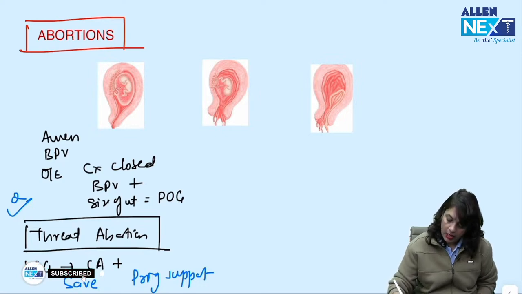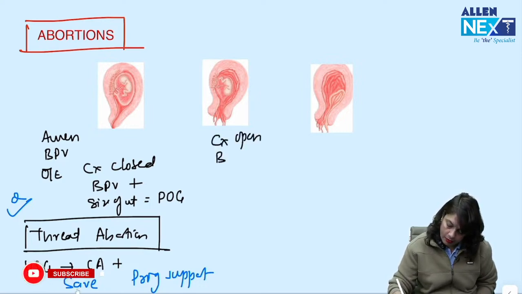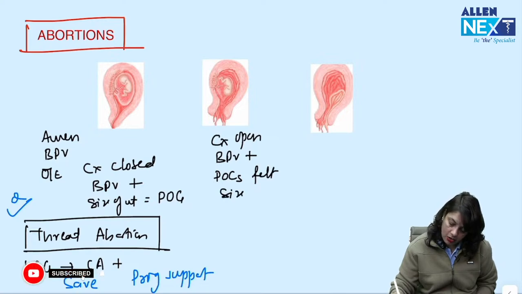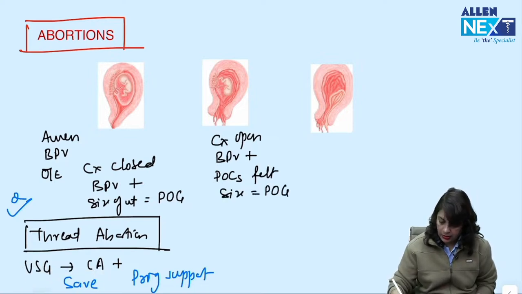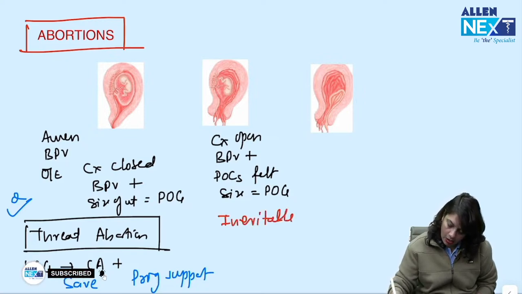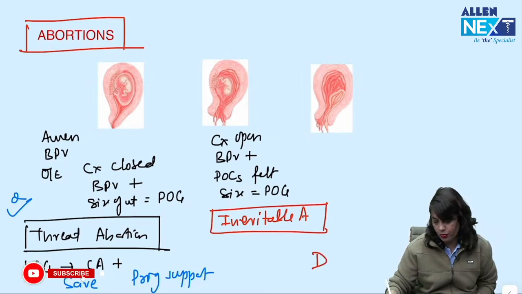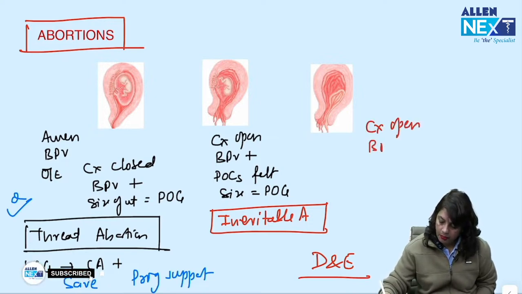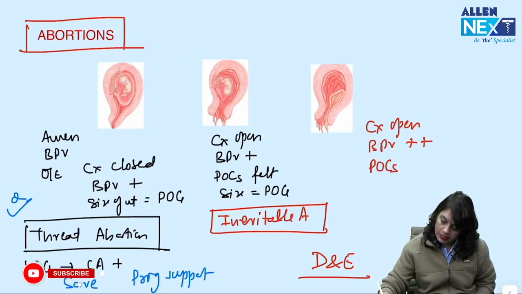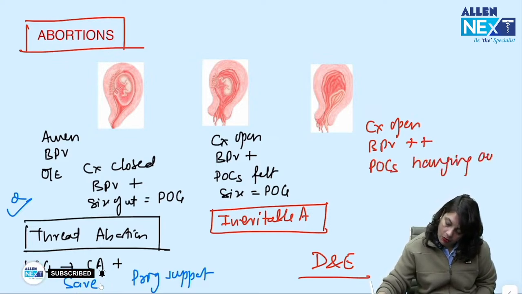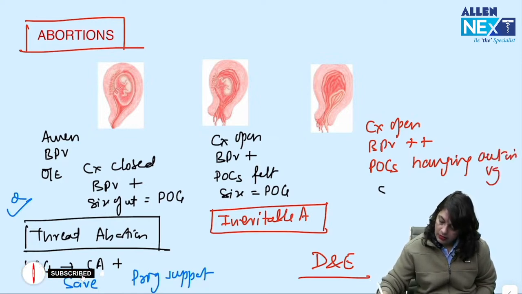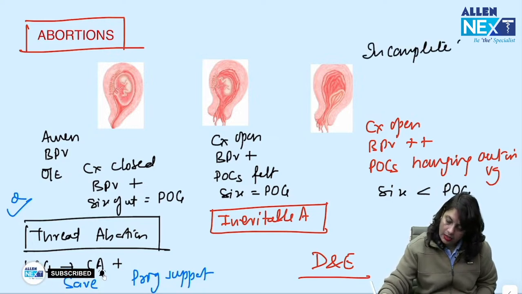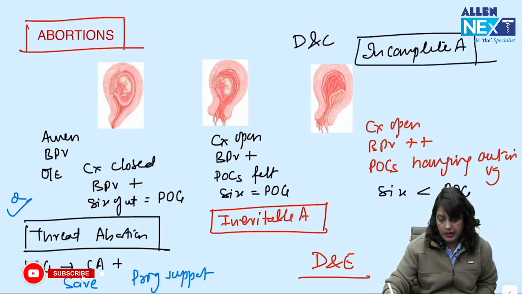Number 2, if the cervix is open, bleeding is present, product of conception felt, size of the uterus is equal to period of gestation, then that is inevitable abortion. You cannot save the pregnancy, you have to do D and E. If cervix is open, bleeding is present profusely, POCs hanging out in vagina, size of the uterus less than period of gestation, that is incomplete abortion, and management is D and E.